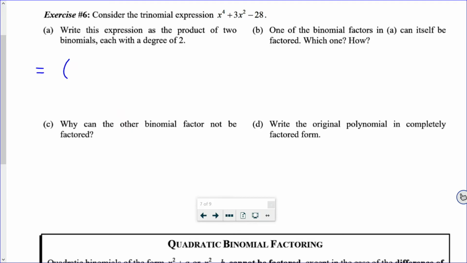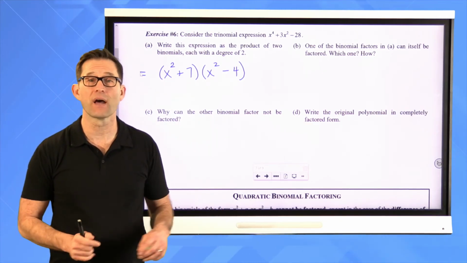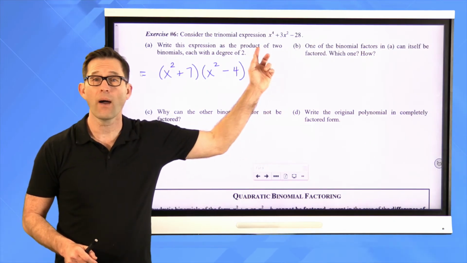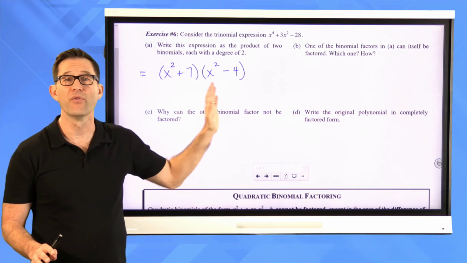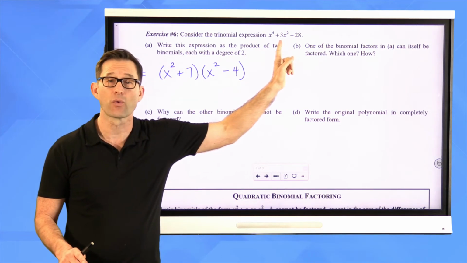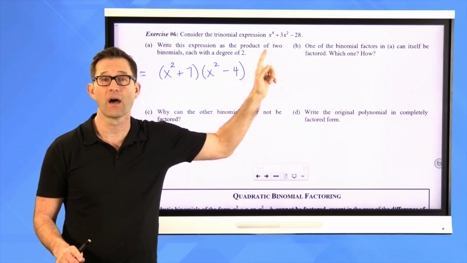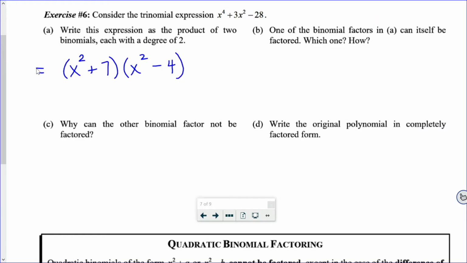I need to be careful because I'm going to factor it as x squared plus 7 times x squared minus 4. I have to make sure that I don't try to factor it as x plus 7 and x minus 4. X plus 7 times x minus 4 is not correct, because if I multiply them out, I won't get this. Never forget that. You should always know whether this is correct, because if you multiply it back out and it gives you this, it's correct. And if it doesn't give you this, it's not correct. It's really that simple.